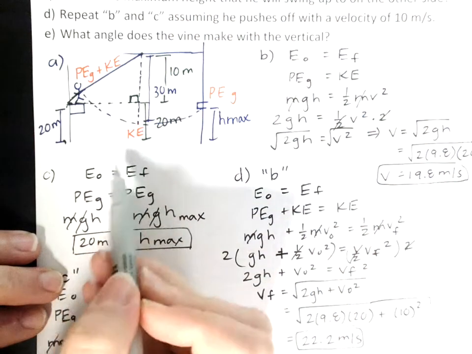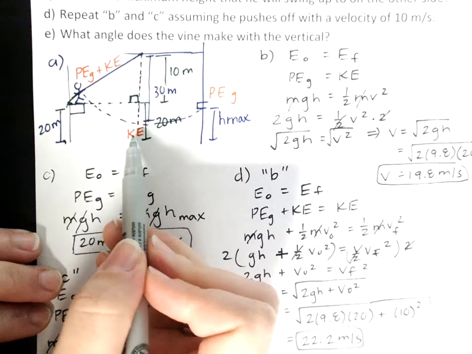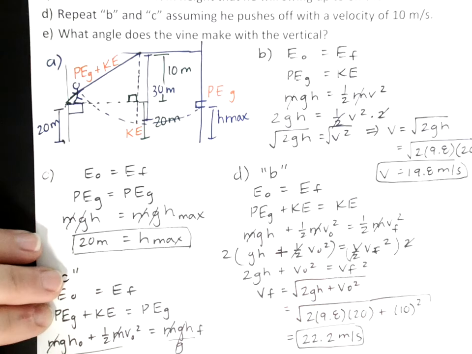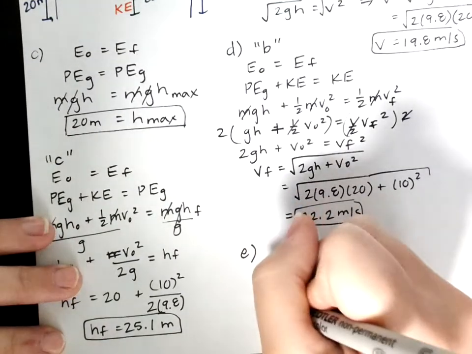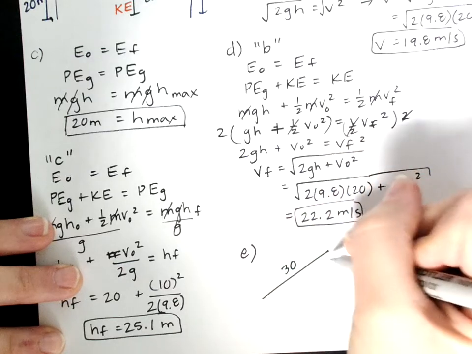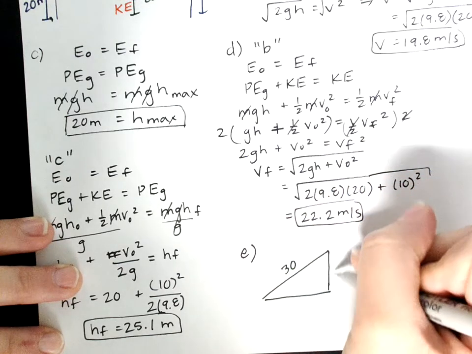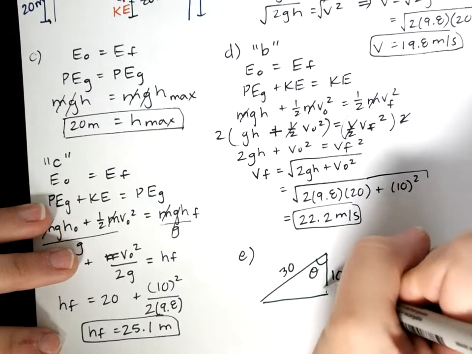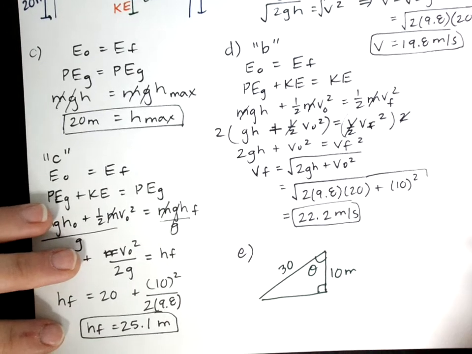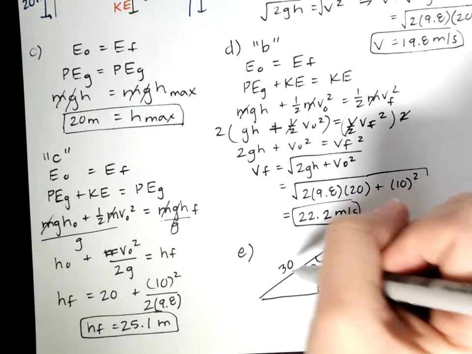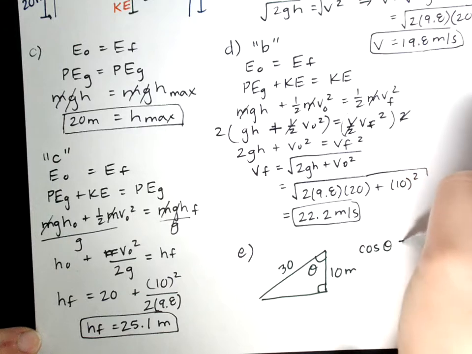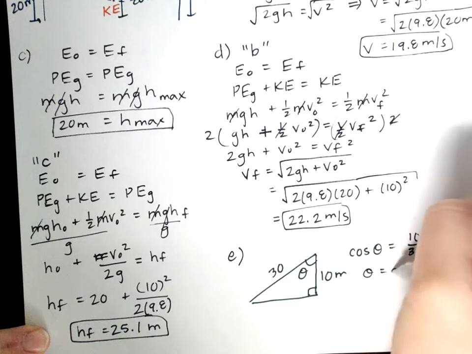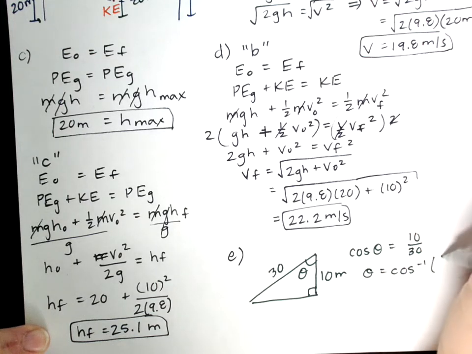Obviously you can see mine isn't proportional. So 10 meters on this side, and we know the length of the rope is 30. So let's go ahead and draw that triangle. Here's our vine, it's 30. This part is 10. And we want to know this theta that it makes with the vertical. We can use our trig functions: this is the adjacent side, this is the hypotenuse, so cosine theta equals 10 over 30. To find theta, let's take the inverse cosine of 10 over 30.